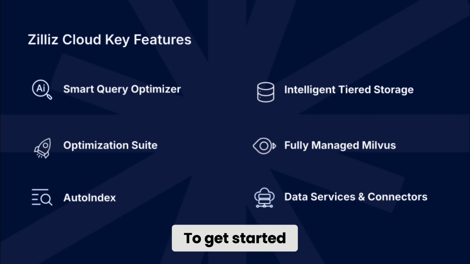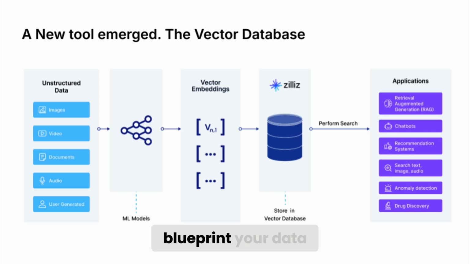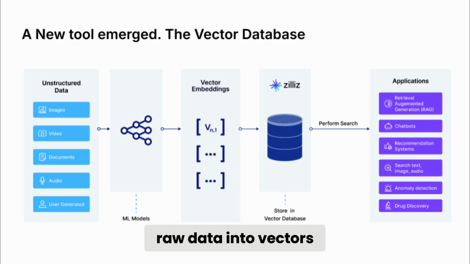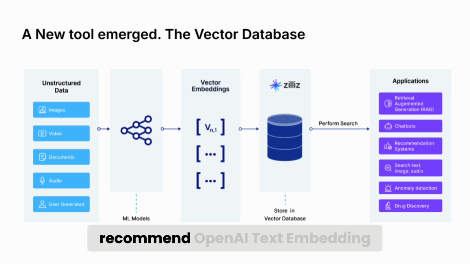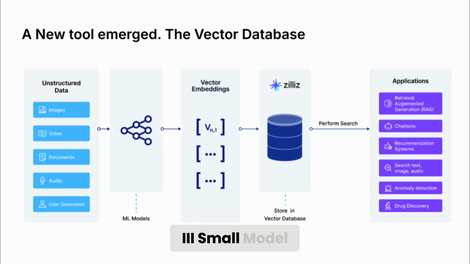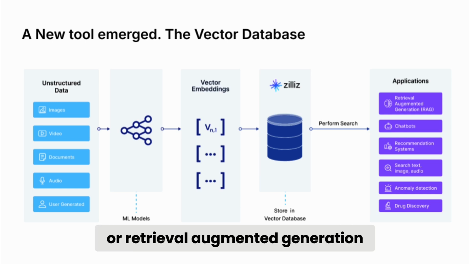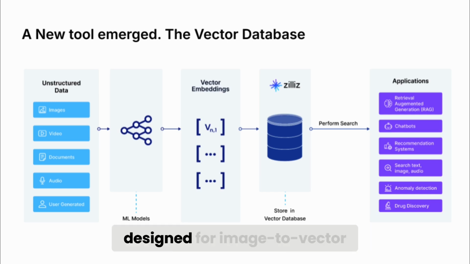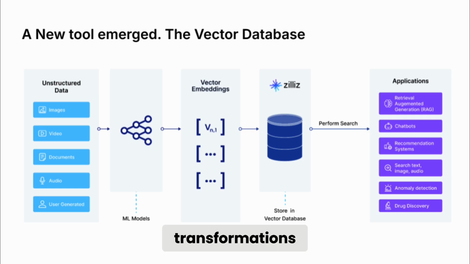To get started, you'll need vectors, which blueprint your data. Embedding models transform your raw data into vectors. For text, we recommend OpenAI Text Embedding 3 small model, ideal for similarity search or retrieval augmented generation. For images, use OpenAI Clip model, designed for image-to-vector transformations and visual search.